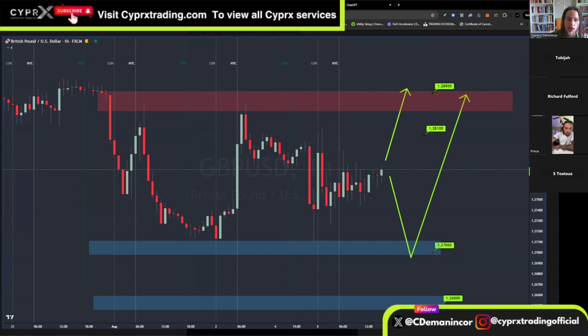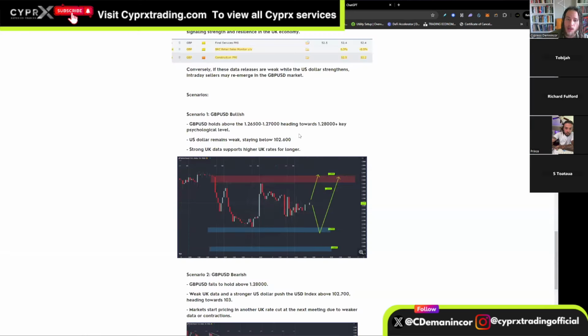and get into a position once key psychological levels were broken, which for me was the 1.27 flat. Once the 1.27 flat, which you can see was projected to you guys in this pre-planned market analysis that I sent you all, I mentioned to you guys that GBP USD is bullish above the 1.27, looking for price to head towards the 1.28. That's when I would look for entries into GBP USD.